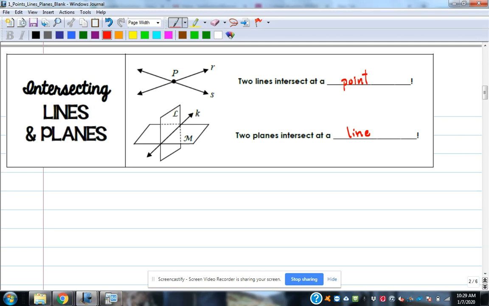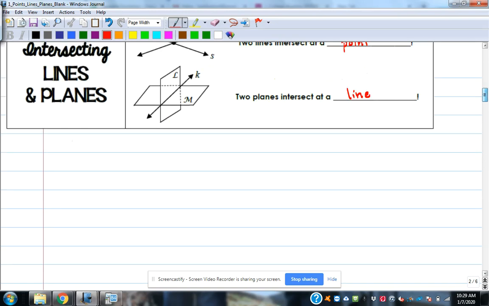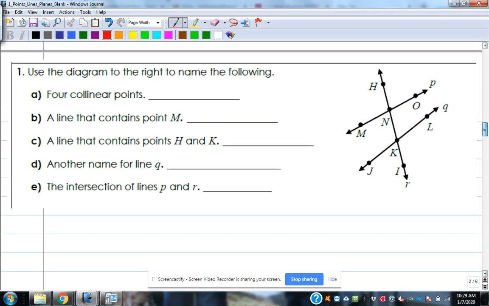So now, on the back, you should have some practice problems. These are going to be our examples that we're going to talk about. What we're going to be doing here is taking some diagrams and building pieces through it, and we're going to learn some of our notation as we're doing that.